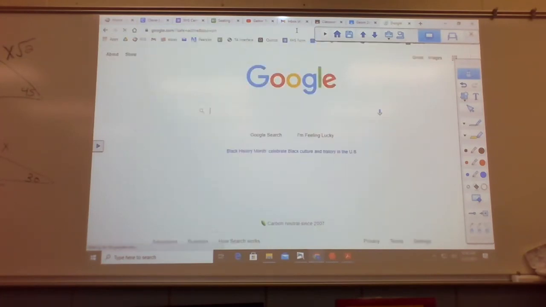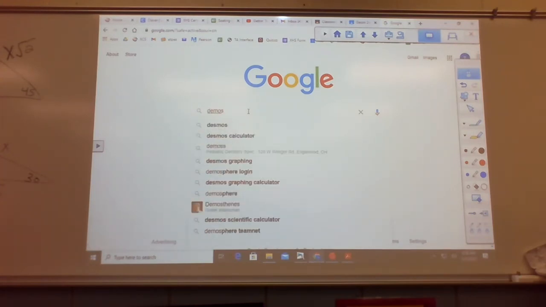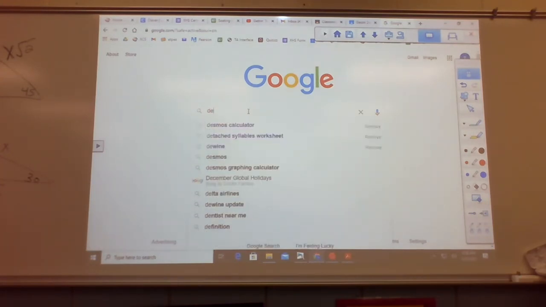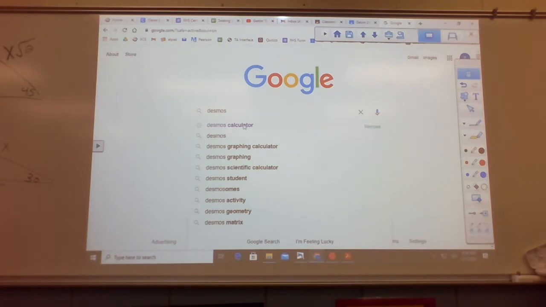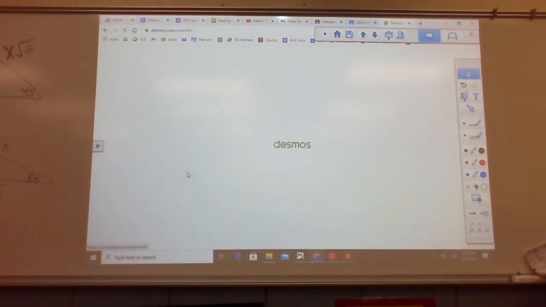So, from the Google, if you type in Desmos calculator, you can hit Desmos calculator. It brings up two different calculators as the first two. The first one's a graphing calculator, the second one's a scientific calculator. Yes, they both will work, but the scientific one will be a little bit easier for what we're doing today. So you'll hit the scientific calculator.